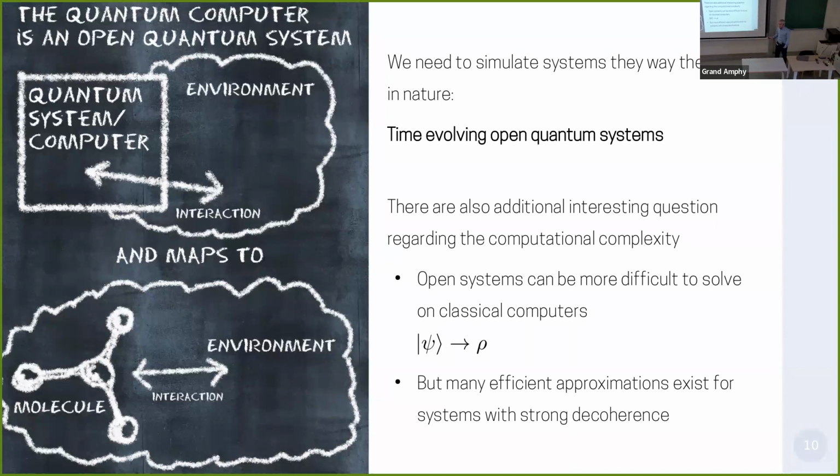However, we also have to be honest: many efficient approximations exist if you have strong decoherence in your system. So now you have to balance these two against each other. I will today talk about the more exciting point, the first point, how we do it, and hope that it's exciting. But we at HQS also put a lot of work into this second point, to check that we do not have efficient approximations coming about through the decoherence.